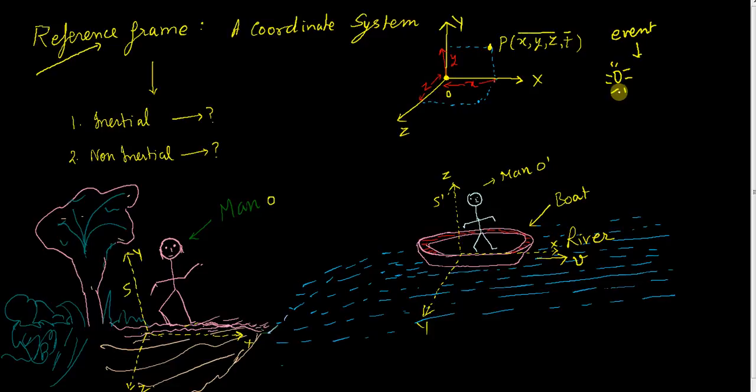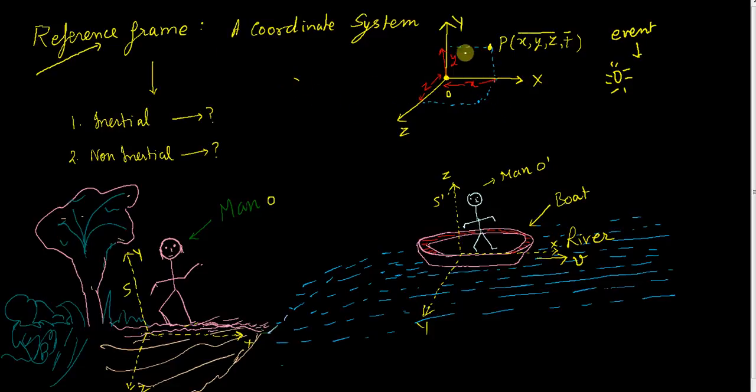You will say that you were born at that place at that time on this day. So all this information comes through this coordinate system. So that is an event.